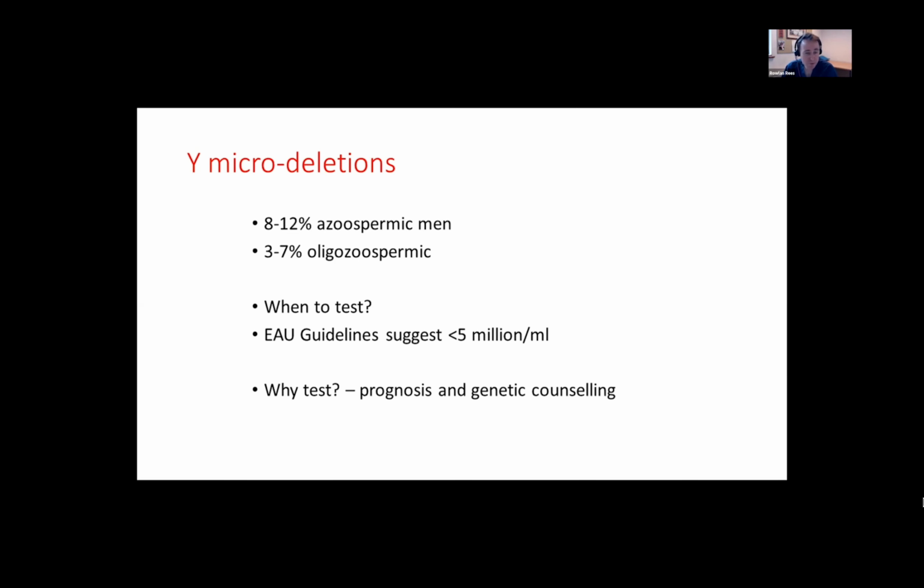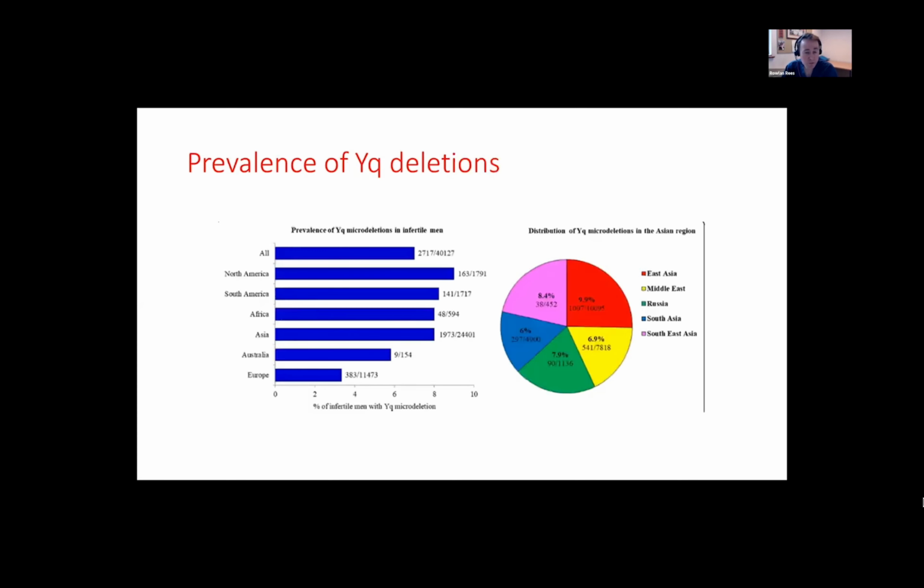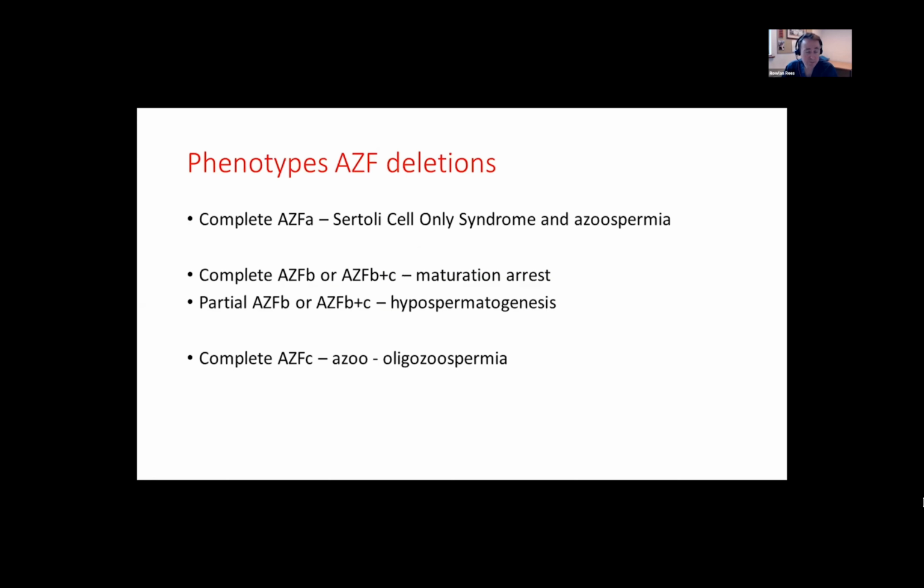If there is a Y microdeletion, it's important to tell the man that any male offspring will also carry the Y microdeletion. Y microdeletions vary in incidence across the world, highest in North America, then Africa and Asia, and slightly lower in Europe, but generally a range between 6 and 8% of infertile men. There are various phenotypes depending on whether A, B, or C is deleted, and in summary, C is the good one.